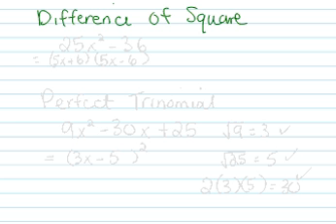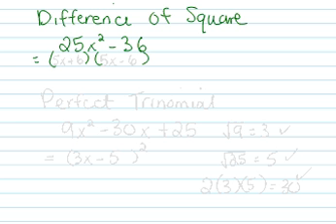So an example of difference of squares would be 25x squared minus 36. So in this case, we see that we have two terms. They're connected through subtraction, and I can take the square root of 25x squared, and I can take the square root of 36.